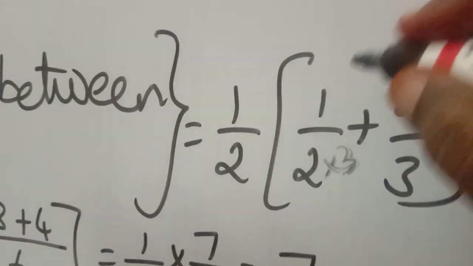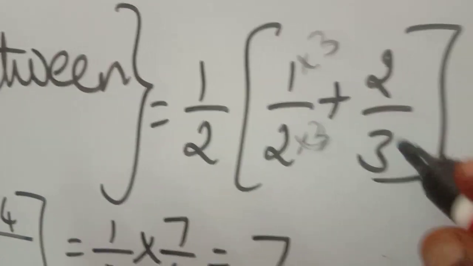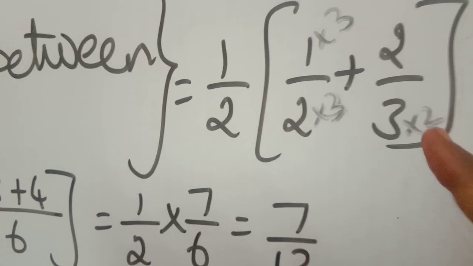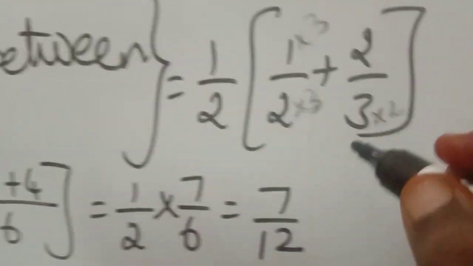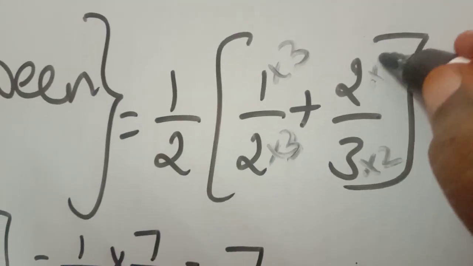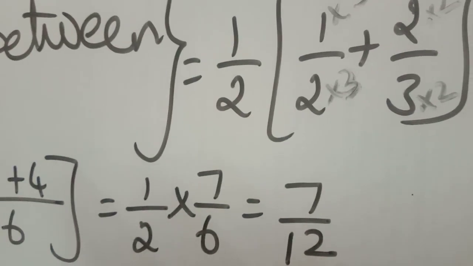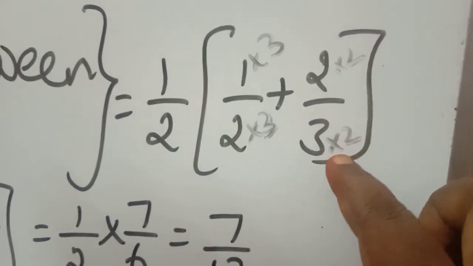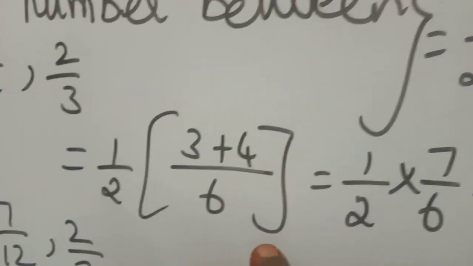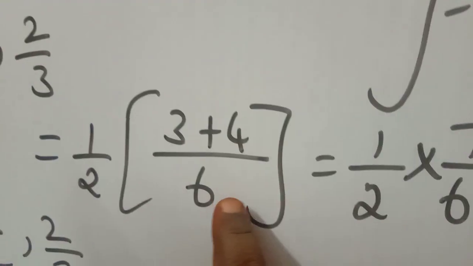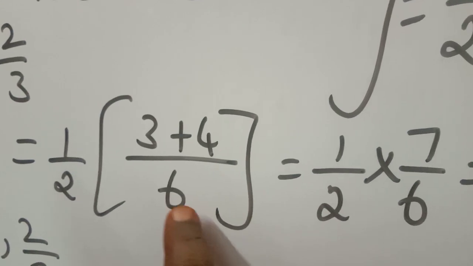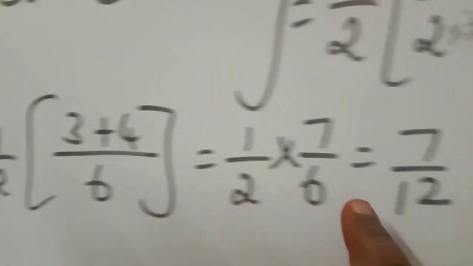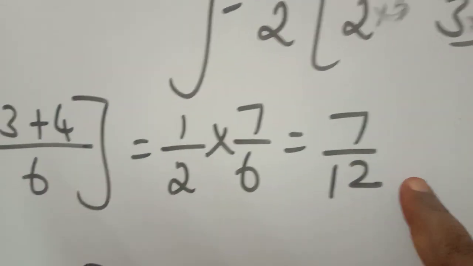So multiply the same number in the numerator. In the same way, multiply by 2 for the other fraction. Then only we can get the LCM 6 here. So the same number we have to multiply. You know this procedure, I just want to recall it. So 3 by 6 plus 4 by 6, that is 3 plus 4 by 6, so 7 by 6. 1 by 2 into 7 by 6 is equal to 7 by 12.